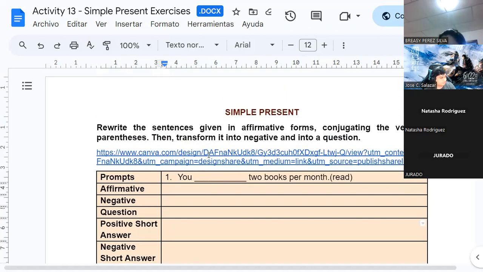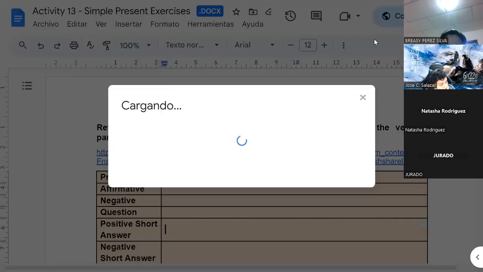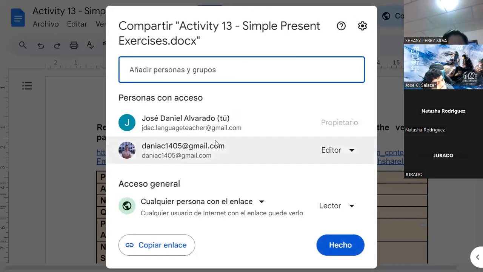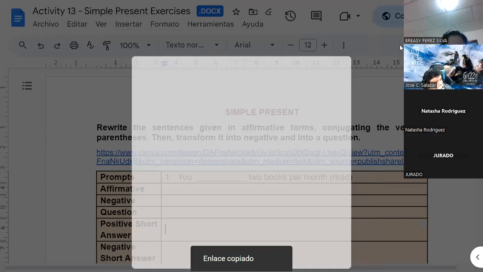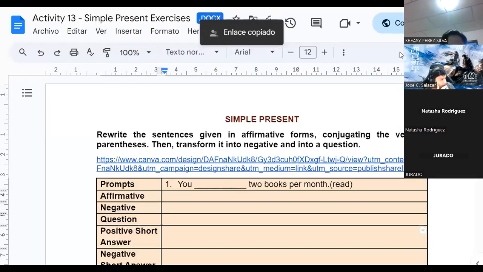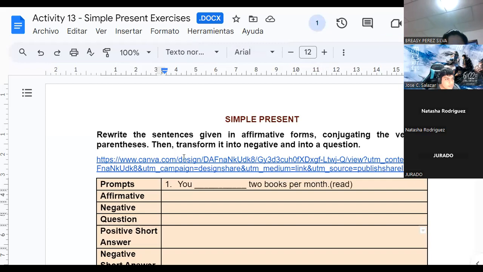Okay, so that is the activity. I will share this link. Recuerden trabajar en línea, descargan el archivo y lo suben en su carpeta para yo poder ir viendo y si hay algo que corregir, irlo corrigiendo. Okay, this is activity number 13. Activity 13. Please download the document and upload it in your Google Drive folder.